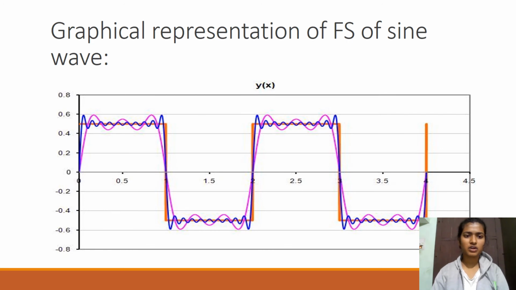So let's discuss the graphical representation of the Fourier series. Here I have taken the function as a sine function. When we write it in the form of a Fourier series, f(x) is equal to a naught by 2 plus summation of an cos n omega naught t, with n going from 1 to infinity, plus summation of bn sine n omega naught t, with n going from 1 to infinity. The graph which I have shown is the representation of this f(x).